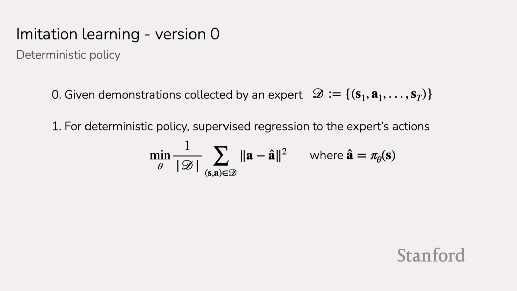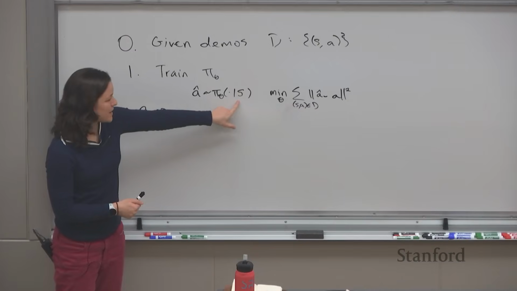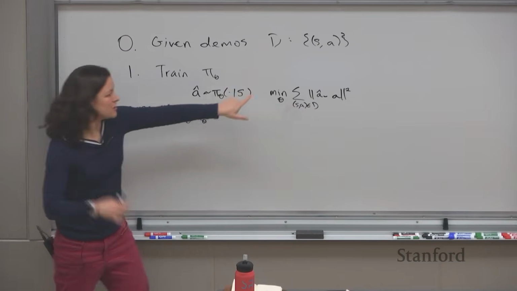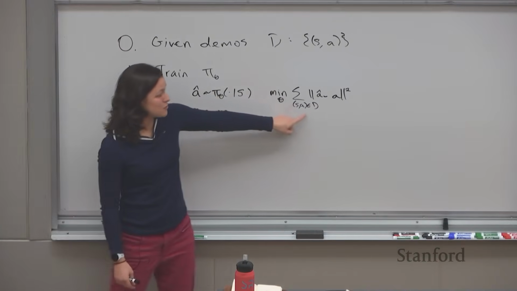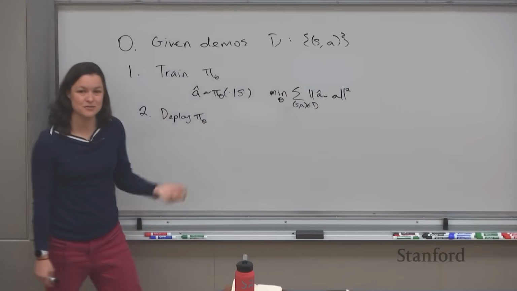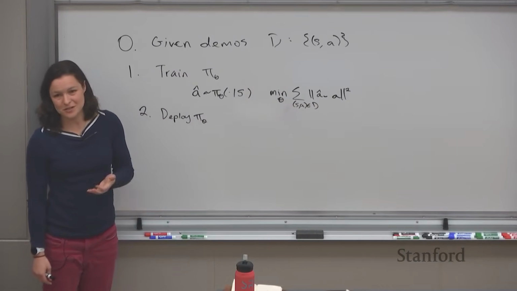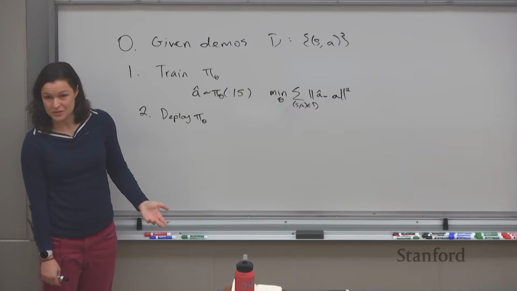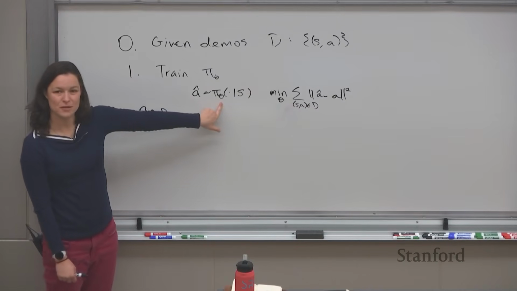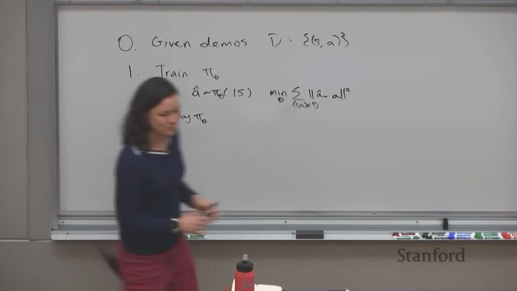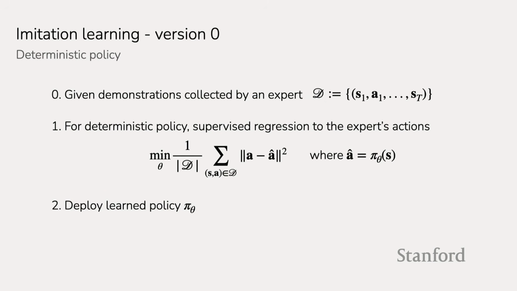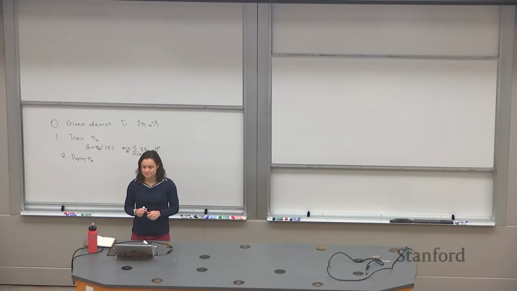If your policy is a neural network, this means you sample a mini batch from here, do a forward pass on your neural network to get the predicted actions, compute the loss, and then backpropagate the loss into the parameters of the neural network. And you do that iteratively with your favorite optimizer, some form of stochastic gradient descent, in order to optimize your policy. So it's essentially a form of supervised learning. And then from here, you can deploy your learned policy, and it should be able to mimic the expert and do something sensible.